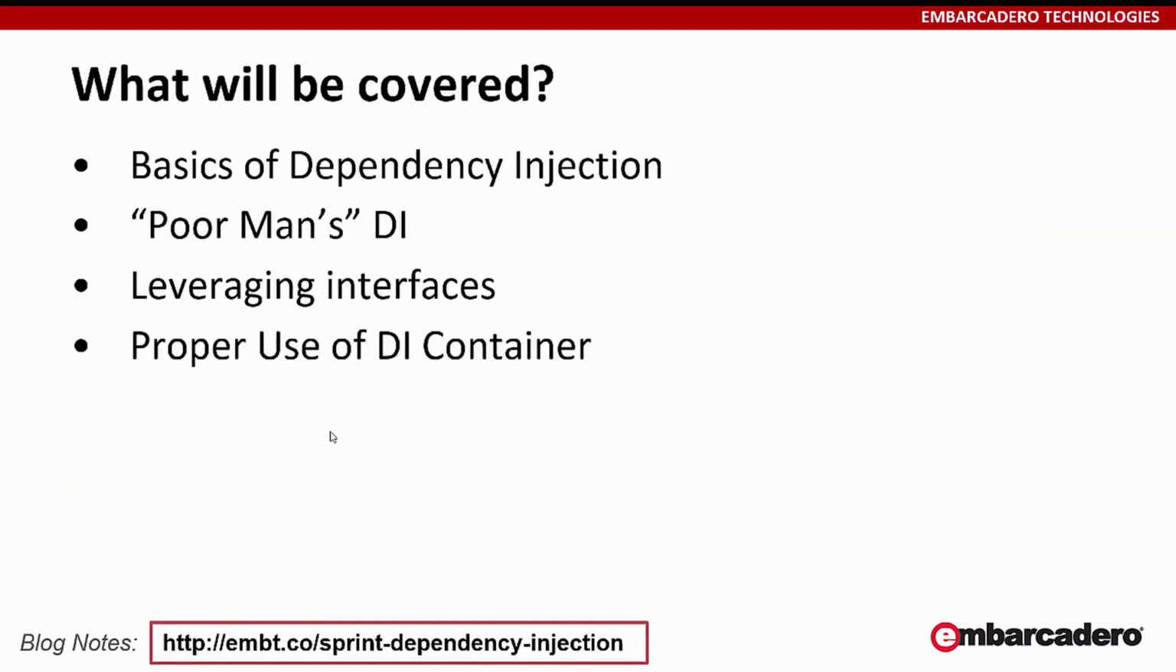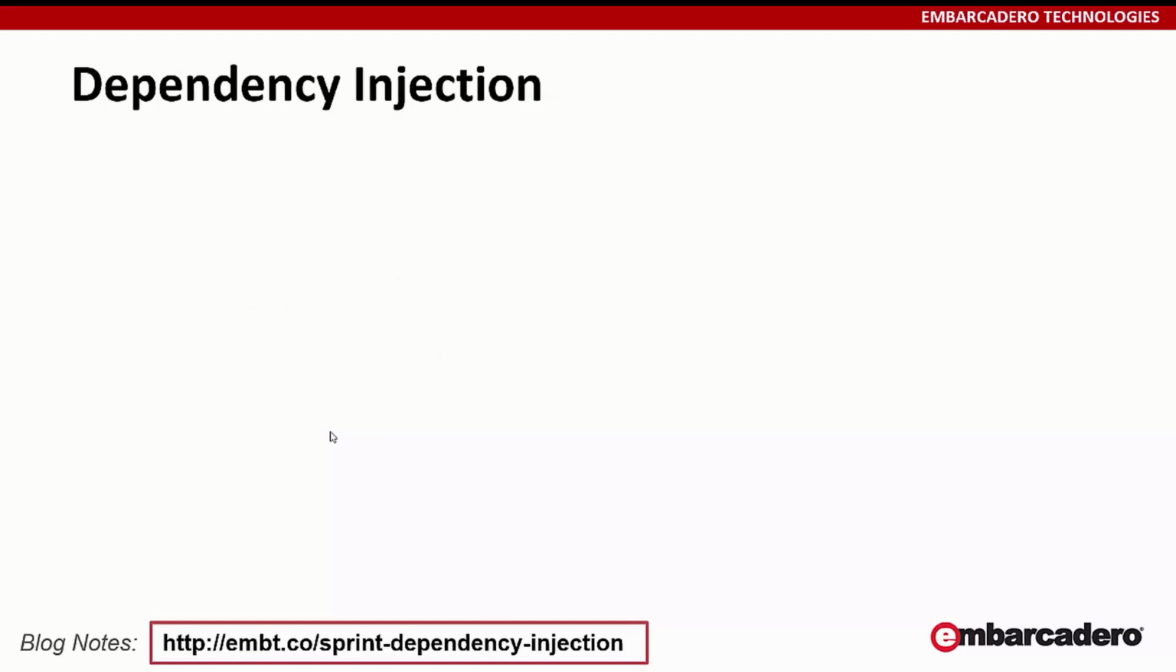So here's what we're going to cover. We'll cover the basics of dependency injection. I'll have one slide that'll talk a little bit about it. Then I'll show you some demonstrations of code that show what's commonly referred to as poor man's DI, or poor man's dependency injection, which is a very simple technique, but a very powerful one. Then we'll leverage some interfaces to show you how interfaces can be used with dependency injection to separate you from the implementation of any particular class. And then I'll show you the proper use of a DI container, the right way to use them as opposed to the wrong way.